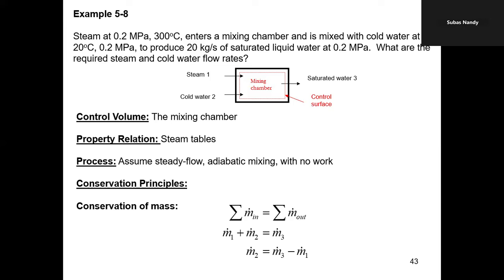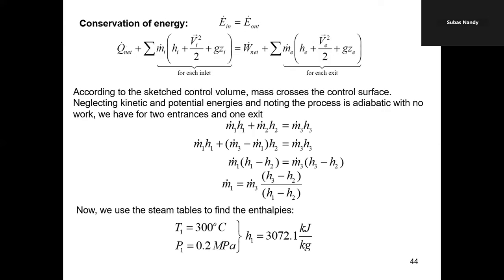So M2 dot is M1 dot plus M2 dot coming in: the mass flow rate of steam 1 plus the mass flow rate of cold water 2 is equal to M3 dot. From which we can calculate M2 dot is equal to M3 dot minus M1 dot, and then we do the energy balance.